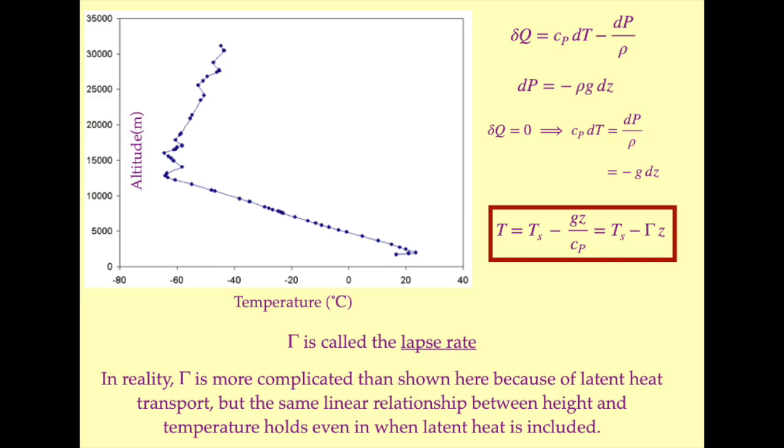Now, the form for the gradient of this function, which is called the lapse rate, is more complicated when latent heat effects are included. But nonetheless, the relationship between altitude and temperature remains linear, even when latent heat effects are incorporated into the expression. Looking at the observational plot provided in this slide, we can see that the linear relationship between temperature and altitude begins to break down as we move out of the troposphere and into a region where the assumptions underlying our mathematical analysis no longer hold.